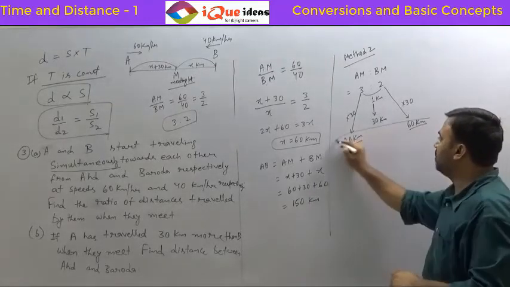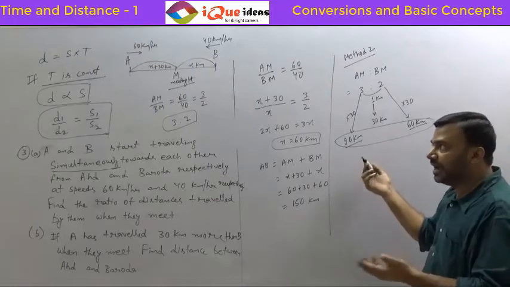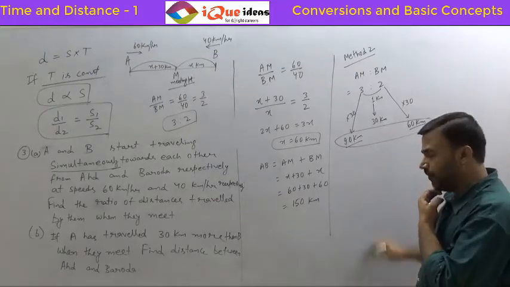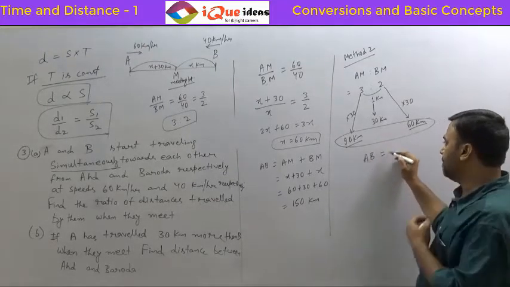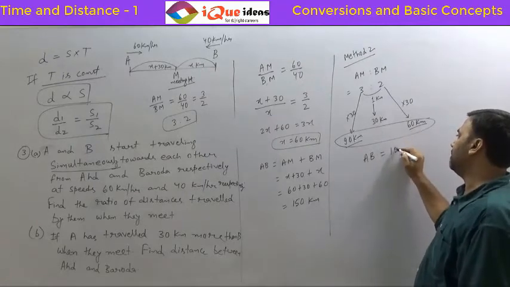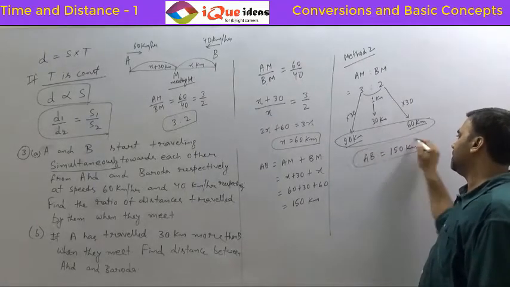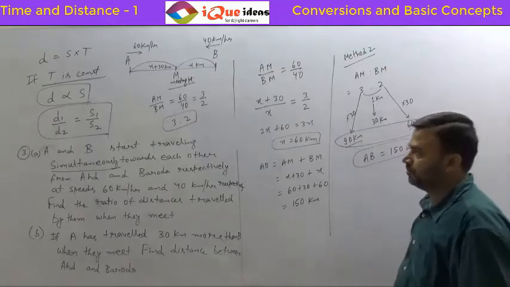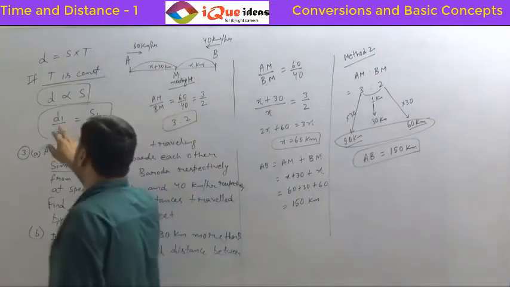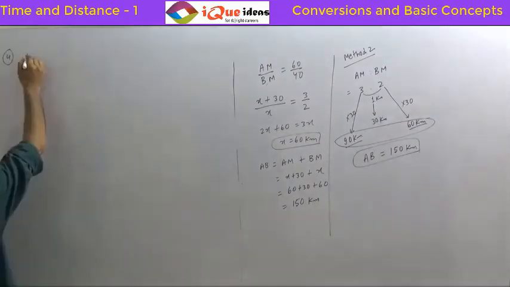So that means in total they would have traveled 150 kilometers, and hence that is the distance between Ahmedabad and Baroda. So the distance AB is equal to 90 plus 60, 150 kilometers. This is another way to look at it. All this is dependent on this expression.